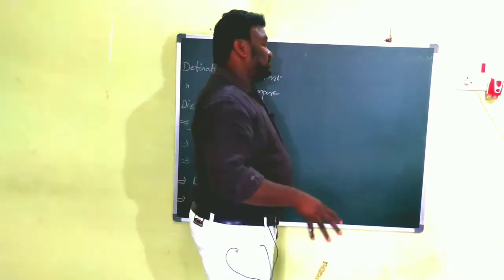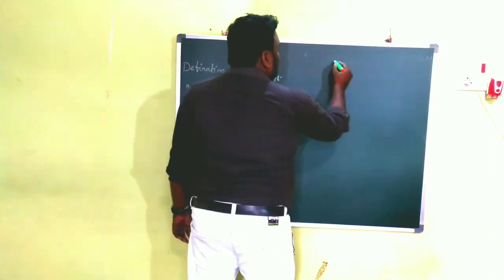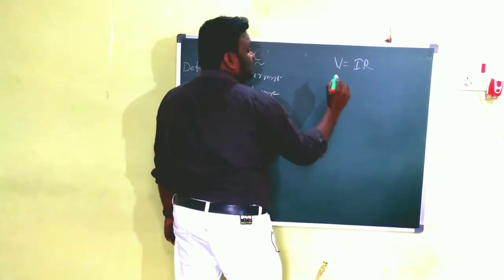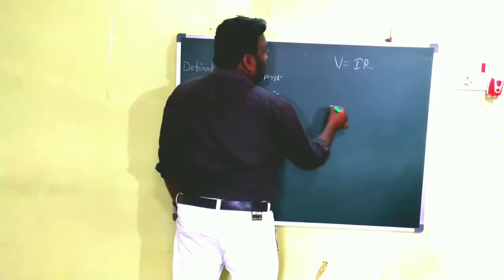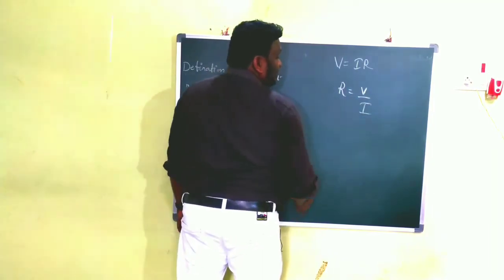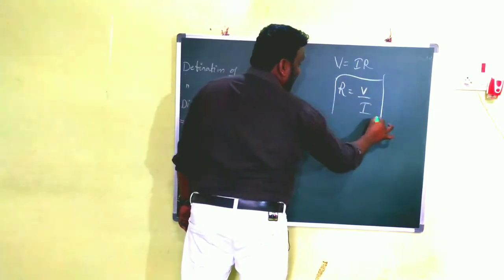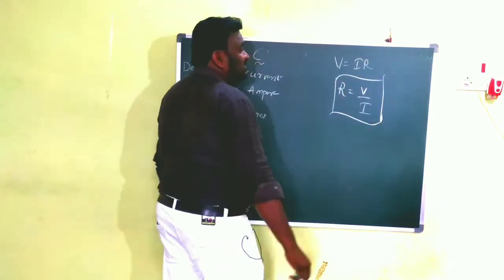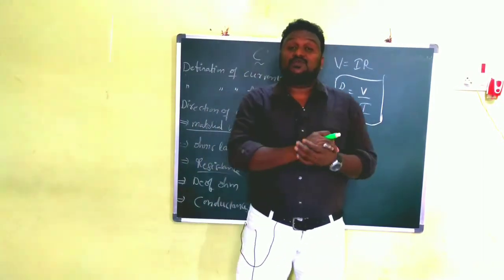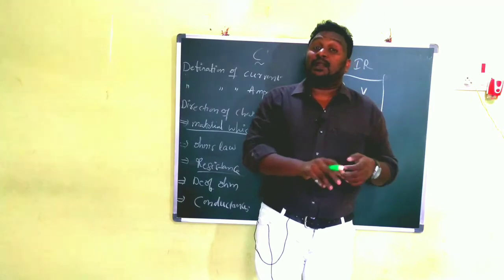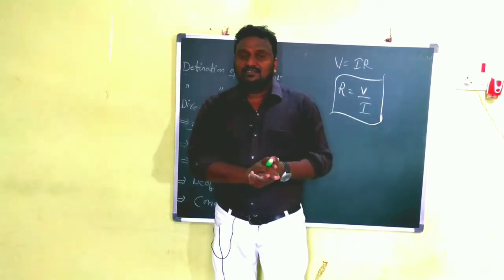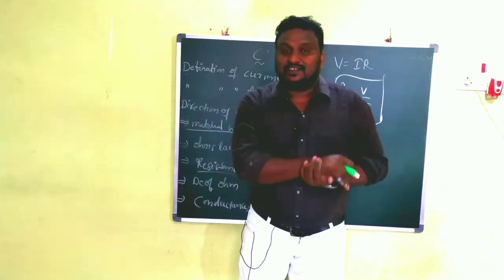So for a perfect definition, again we go to Ohm's law. V equals IR. From that we write R equals V by I. Here, what is R? Resistance. What is V? The potential difference we apply to the conductor. And what is I? The amount of current that passes through the conductor.